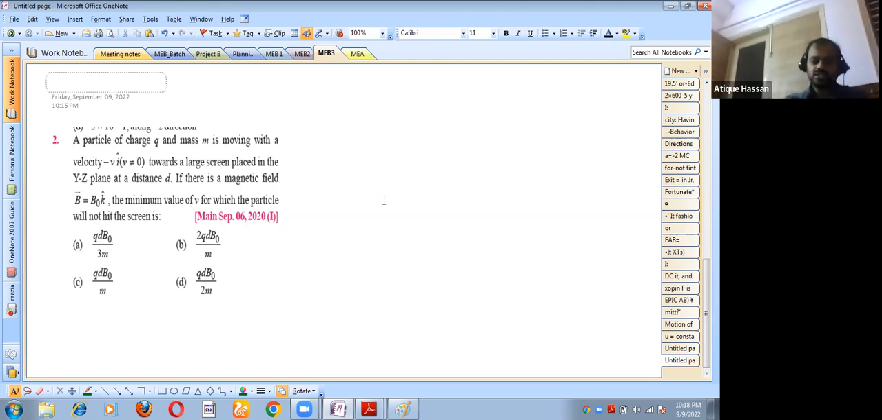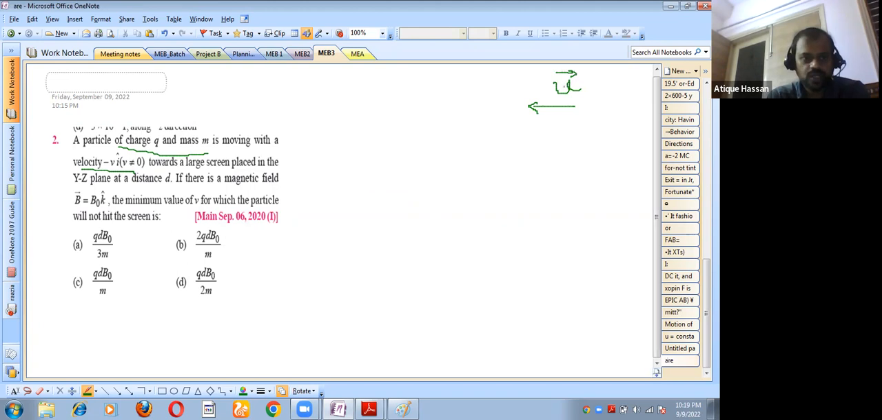So let us first understand what it is saying, then we will apply the concept of motion of a charged particle in a magnetic field. So first see, a particle of charge Q and mass M is moving with velocity minus v i. So the charged particle is moving along the negative X direction with velocity v, right, towards a large screen placed in the YZ plane.